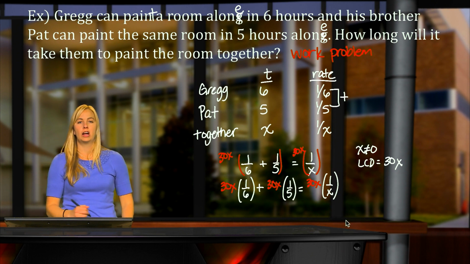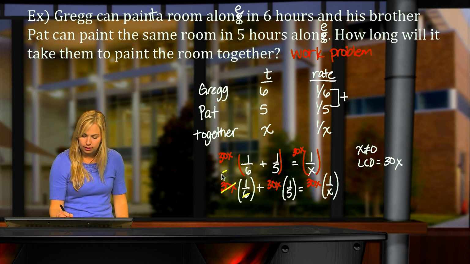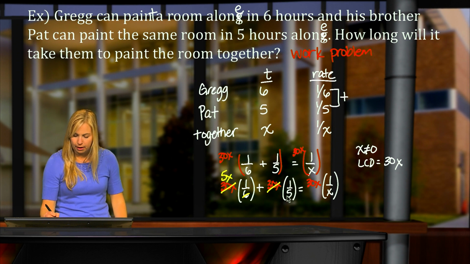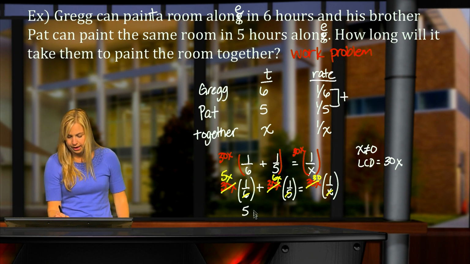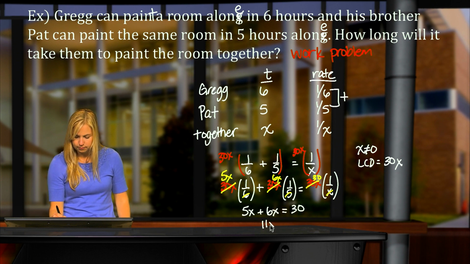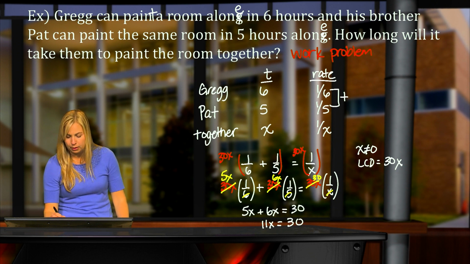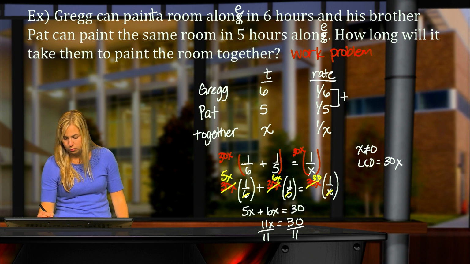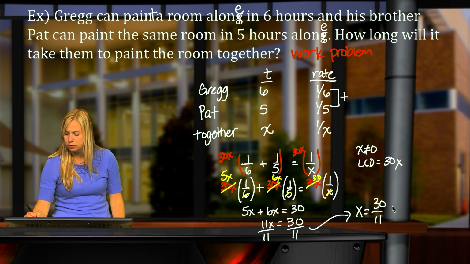Now that we've distributed our LCD, we can simplify each of our fractions. 30x divided by 6 is 5x. 30x divided by 5 is 6x. And 30x divided by x is 30. So what do we have left? 5x plus 6x equals 30. Combining like terms, we get 11x equals 30. And if I divide both sides by 11, we get x equals 30 over 11, which is approximately 2.7 hours.